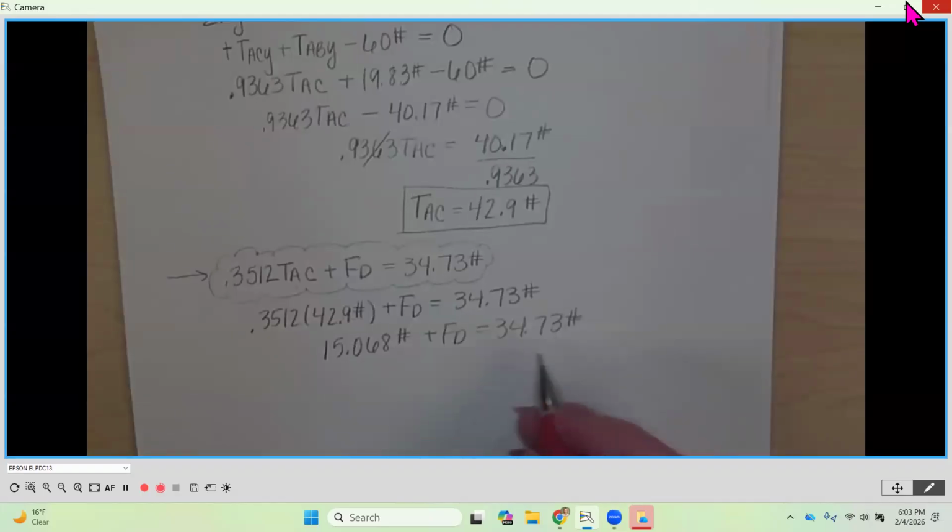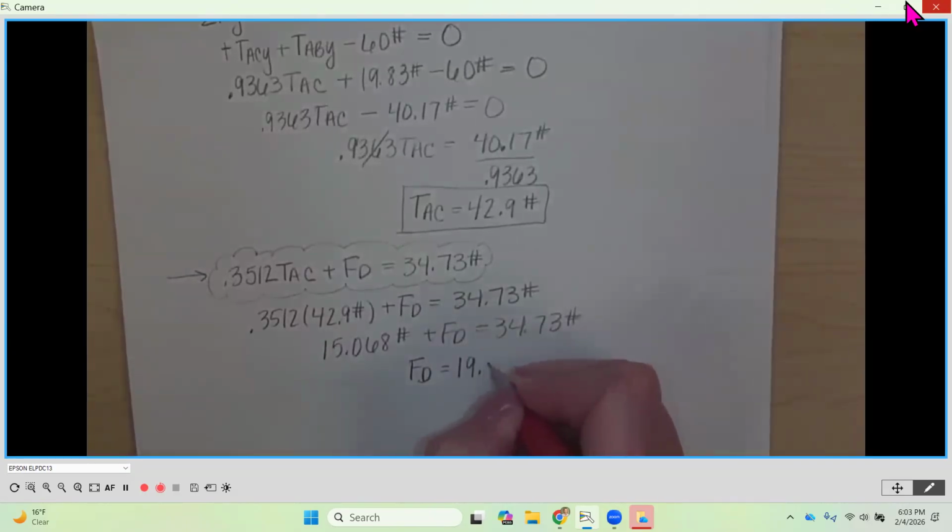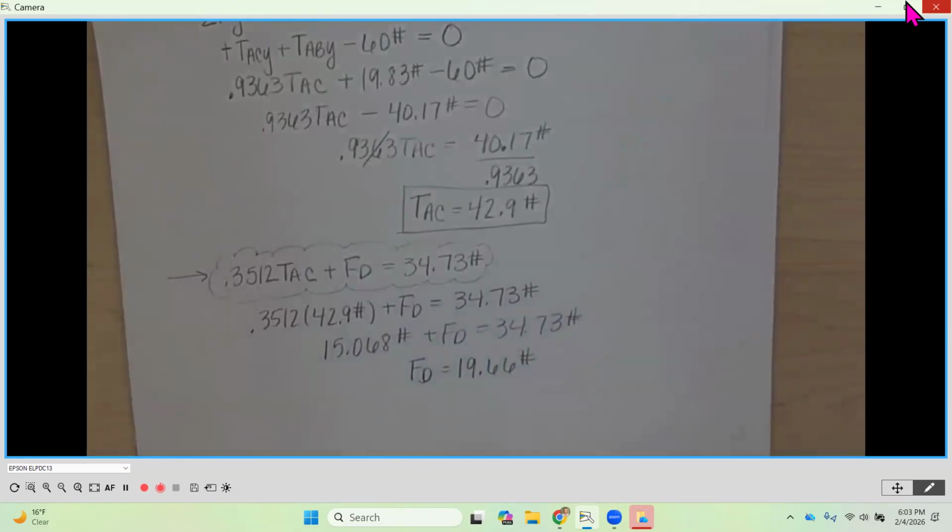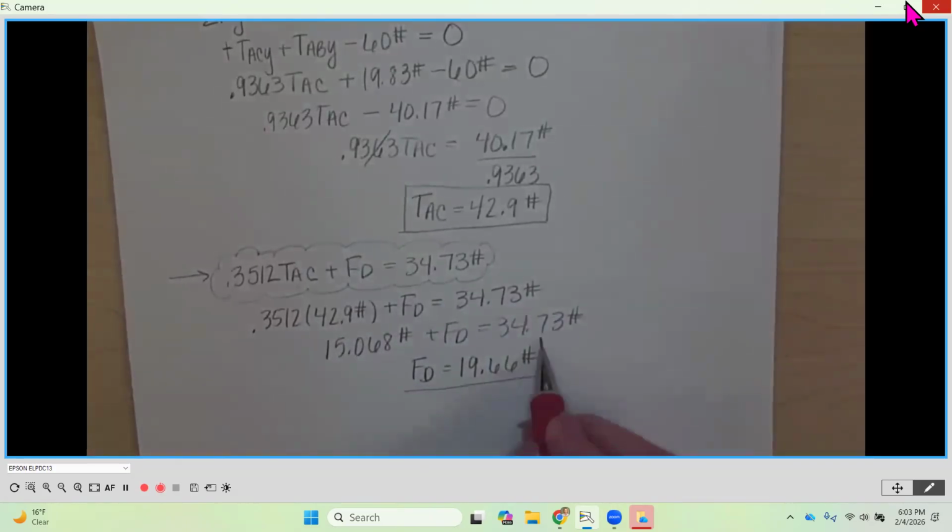I'm going to move this to the other side, and this is going to be 19.66 pounds for our force at D. And then box around that, because that's one of the two answers that we wanted to find.